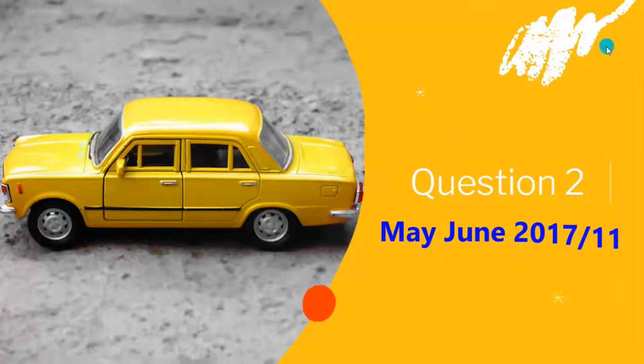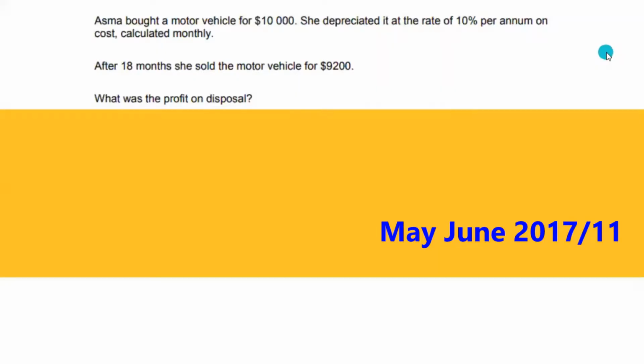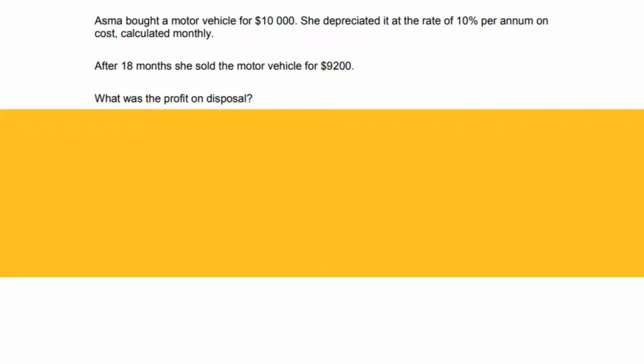Okay, let's look at question 2. Now, this is also a multiple choice question. Now, what does the question say? That Asma bought a motor vehicle for 10,000. So that's your cost. She depreciated at the rate of 10% per annum on the cost.